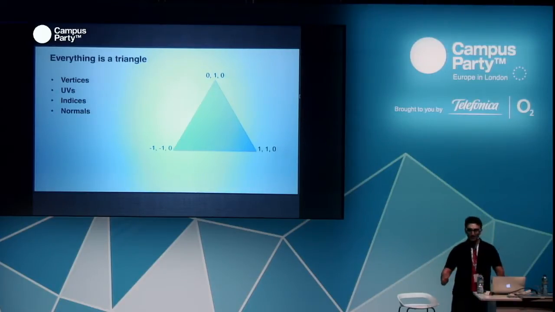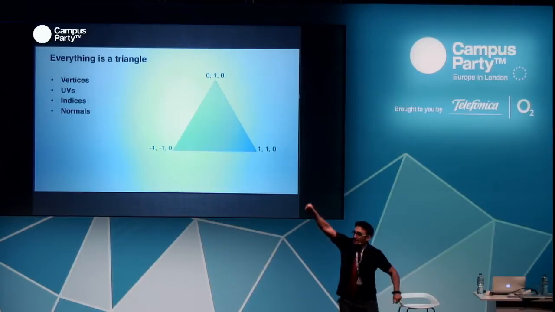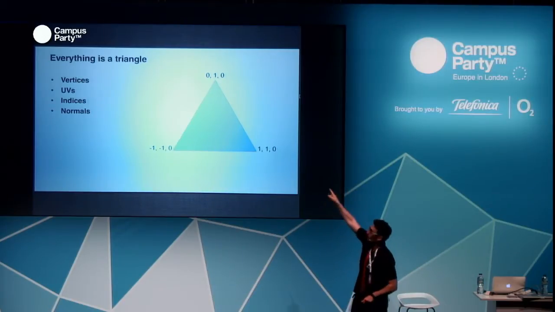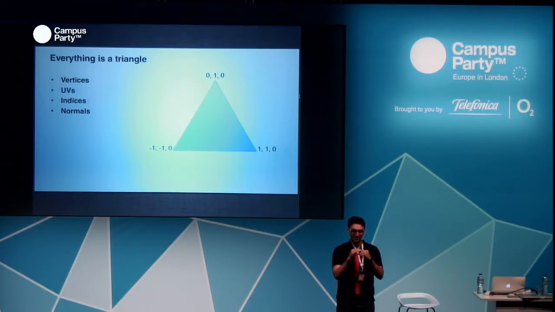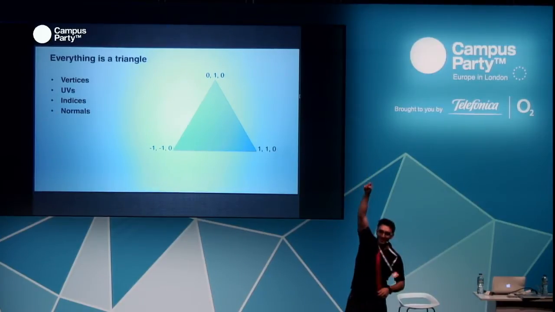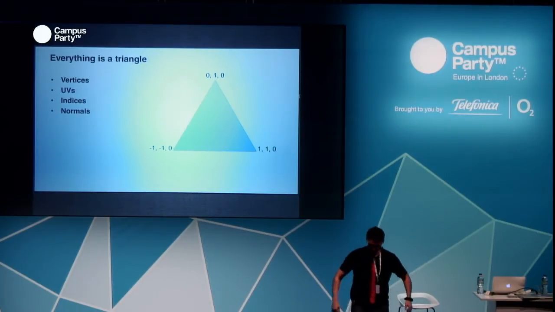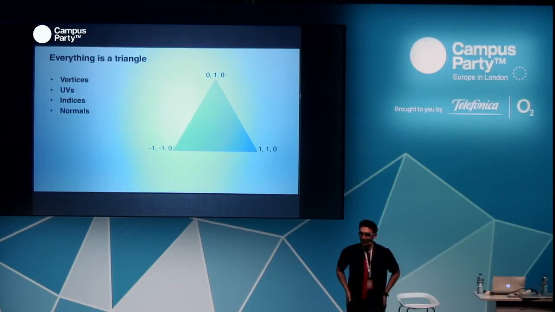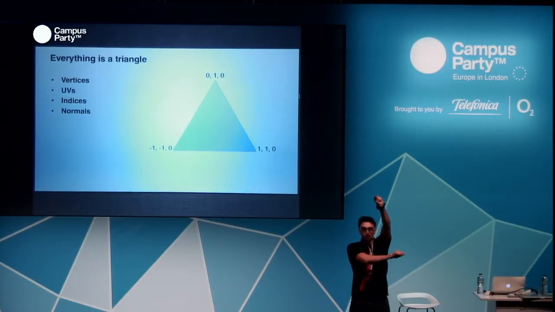A vertex just defines a point in space. So that top one is 0 x, 1 y, that means it's up there, and 0 z, so it's not forward, it's there, it's here. So you can specify any point in the world as a vertex.